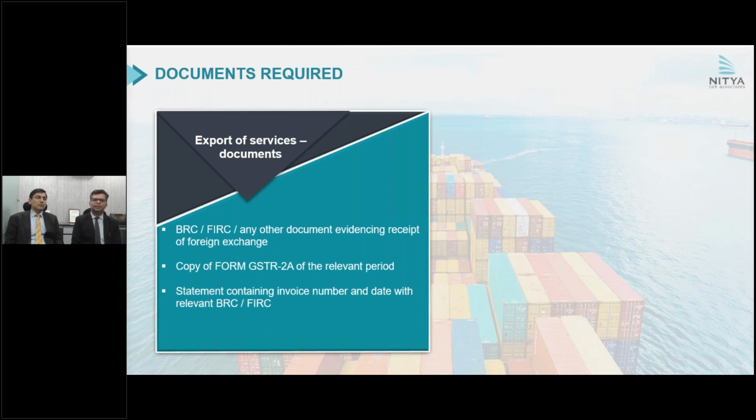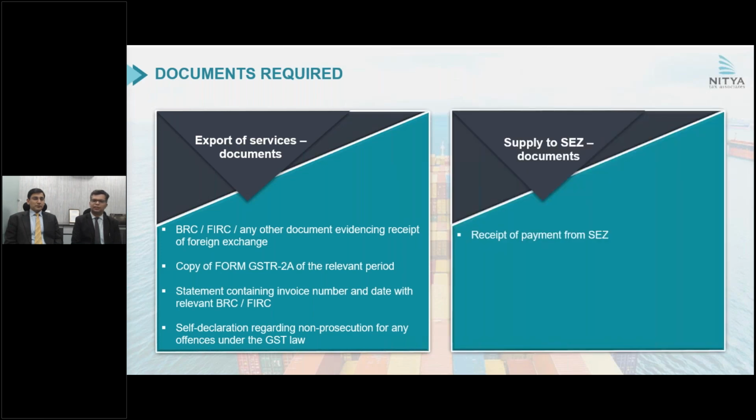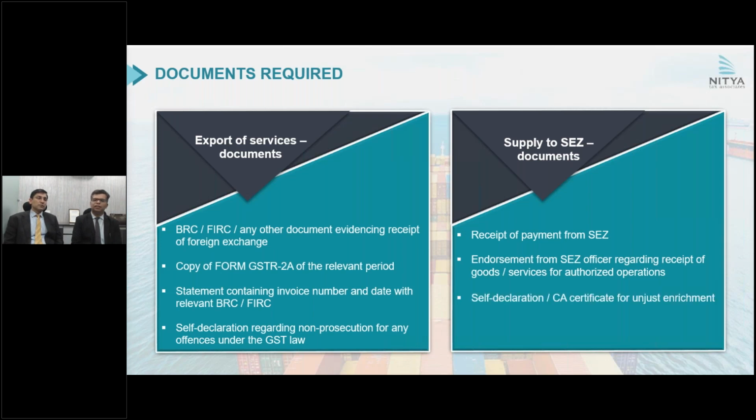Thirdly, they also require a statement matching the details of the export invoice with the BRC copies. And lastly, a self-declaration of non-prosecution is also required. In case of supplies to SEZ, they require a receipt of payment proof from SEZ. They require an endorsement of the SEZ officer that the goods have been received by them. A self-declaration is required for unjust enrichment. Importantly, this unjust enrichment was recently made applicable by the IGST Amendment Act on supplies to SEZ. Earlier, it was not applicable. And lastly, again, a self-declaration is required that the companies have not been prosecuted.